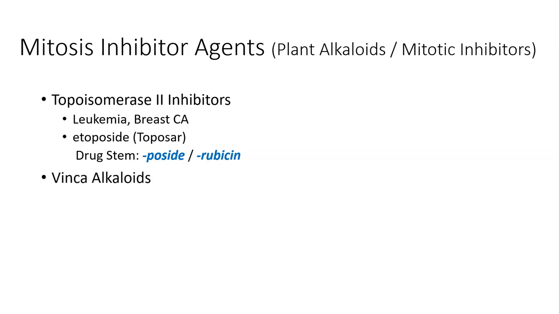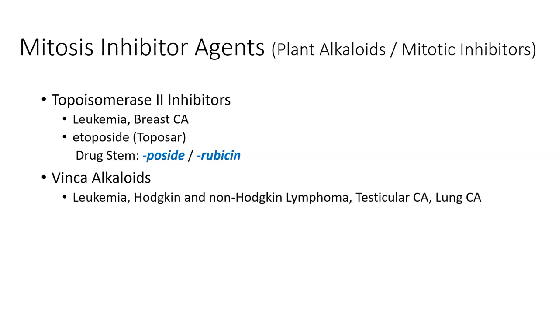And then the last are the vincas. So the vinca alkaloids disrupt the formation of the genetic code, which will inhibit the cancer cell division. These are used to treat leukemia, Hodgkin's and non-Hodgkin's lymphomas, testicular cancer, and lung cancer. And they include drugs like vincristine, which is known as Vincasar, or Marqibo, vinorelbine. They all start with vin as their drug stem. But these are all plant alkaloids. And then I think in your textbook there's an image of the vinca plant with the pretty purple leaves.